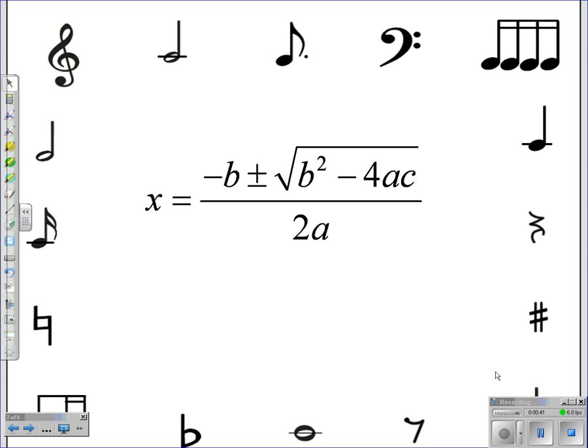Listen up. X equals negative b plus or minus the square root of b squared minus 4ac all over 2a.